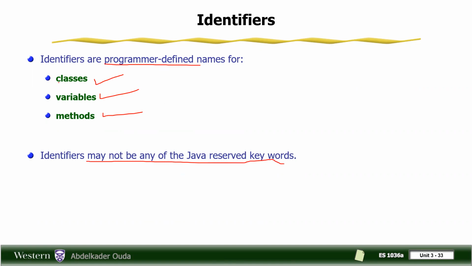So can I say public static void, or a class and name it a class? No, we cannot. It should not be any Java reserved word. How will we know the reserved words? We will get used to them as we move forward in the course, and with time we will start to notice that reserved words appear in a different color in Java.